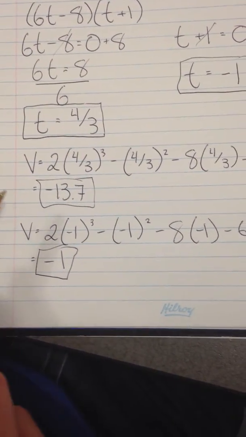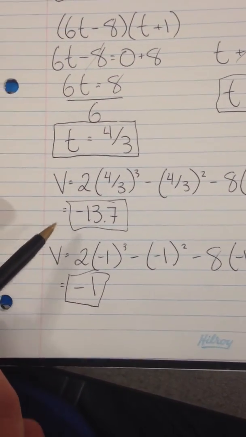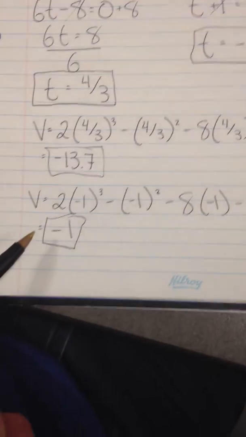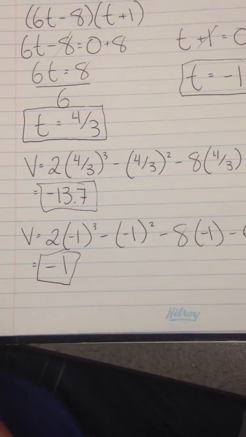So when t equals 4 over 3, we have negative 13.7 as the speed, and when t equals negative 1, we have negative 1 as well for the speed. And these are both when acceleration is 0.